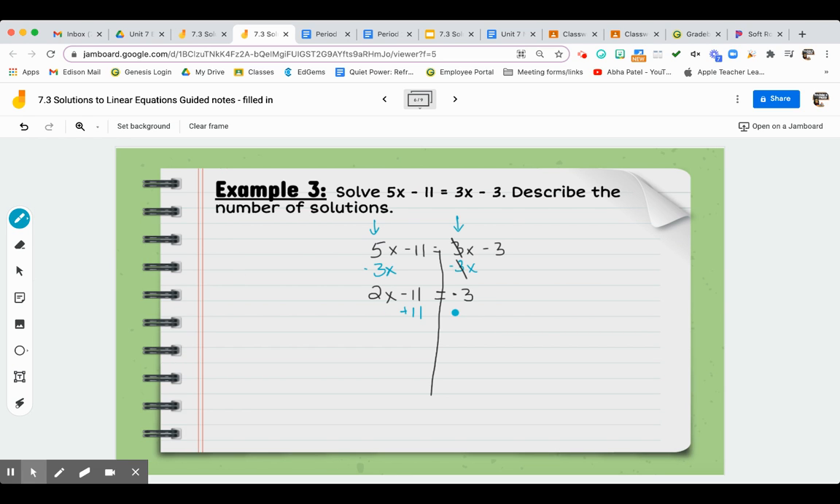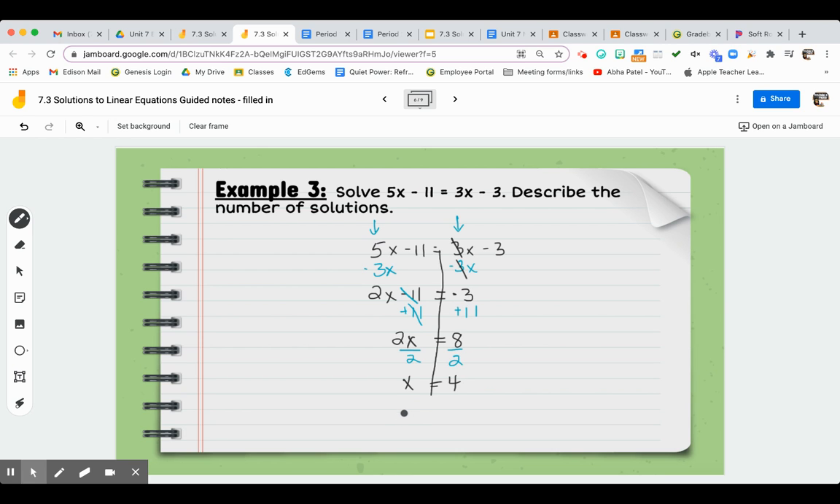Add the 11. You guys are all pros now at this. This goes away. So 2x is equal to -3 plus 11 is 8. Divide by 2. x equals 4. So we have an answer here, but they're saying describe the number of solutions.